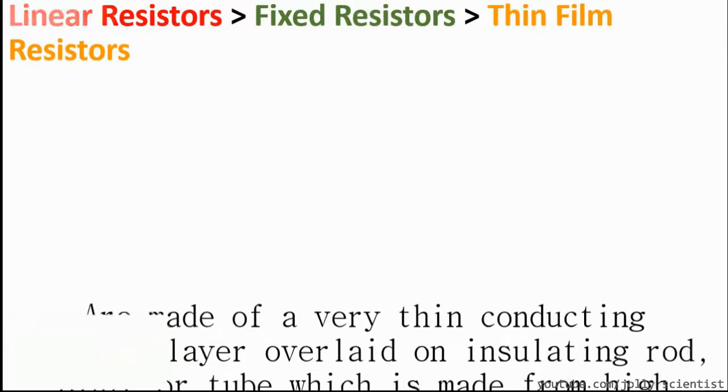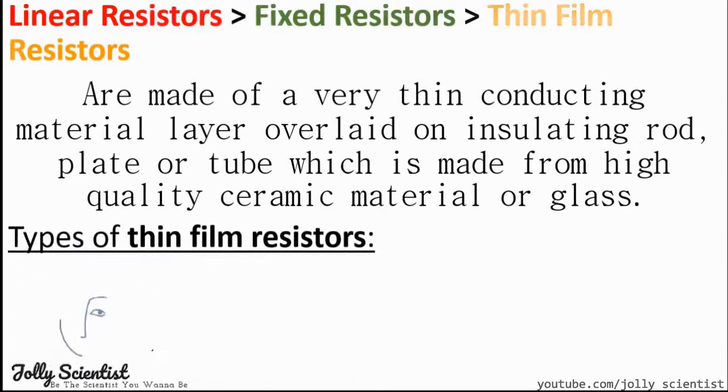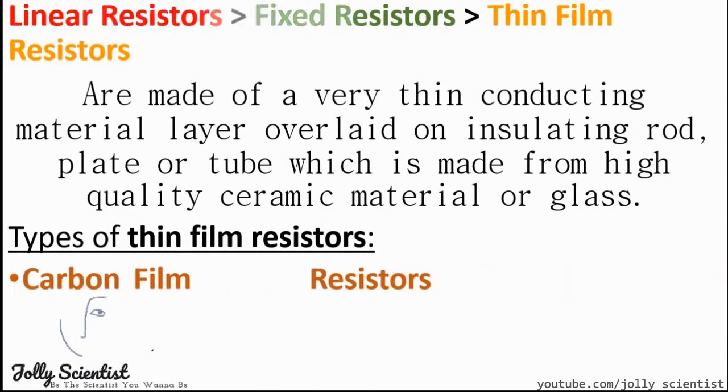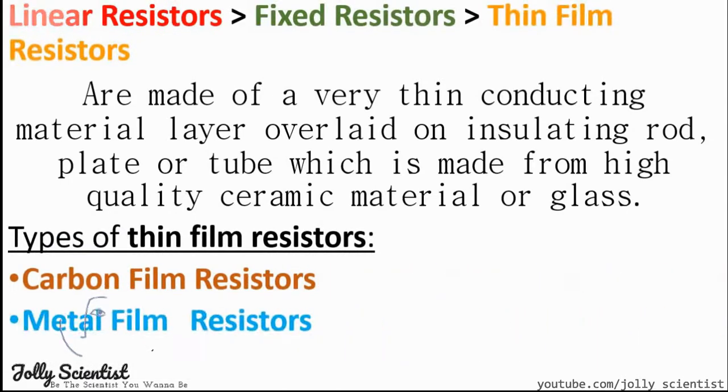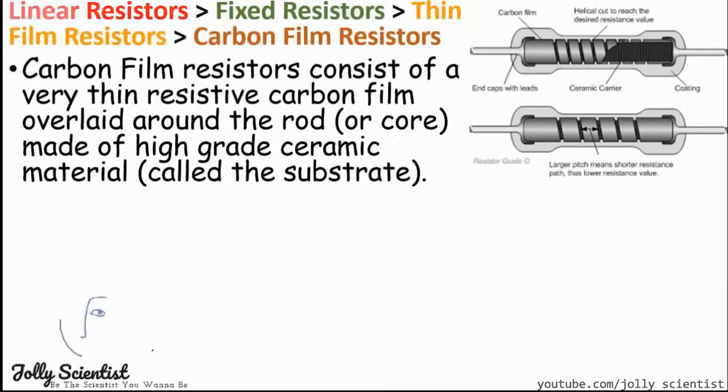The thin film resistors are made of a very thin conducting material layer overlaying an insulating rod, plate or tube, which is made from a high quality ceramic material or glass. The types of thin film resistors include the carbon film resistors and the metal film resistors. Carbon film resistors consist of a very thin resistive carbon film overlain around a rod made of high-grade ceramic material.